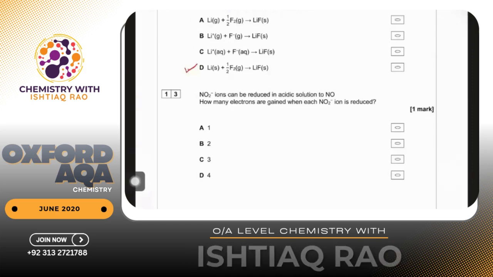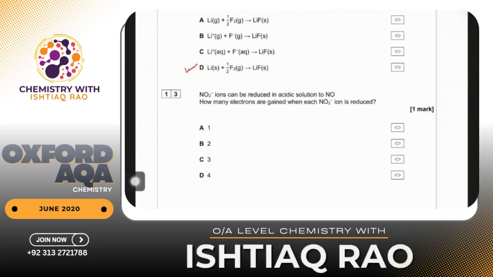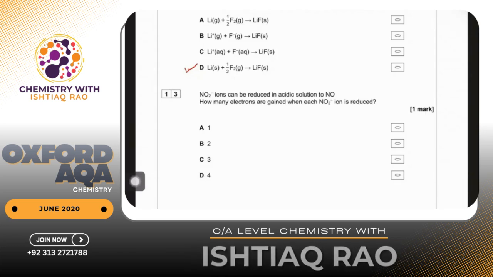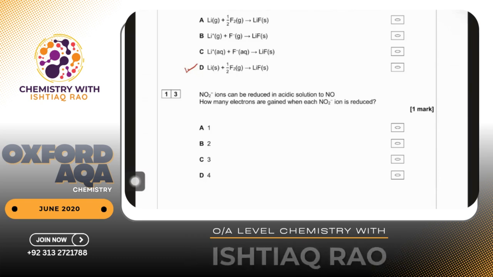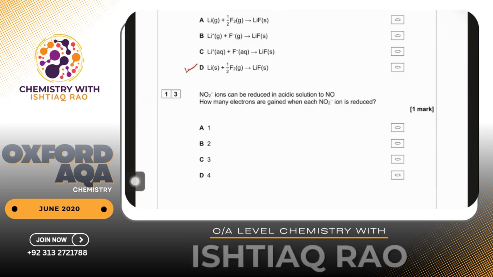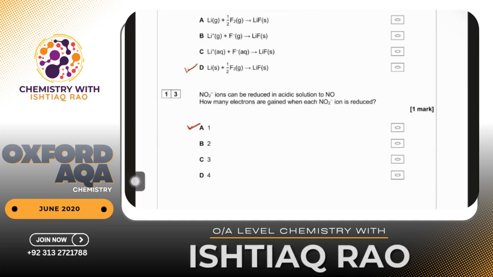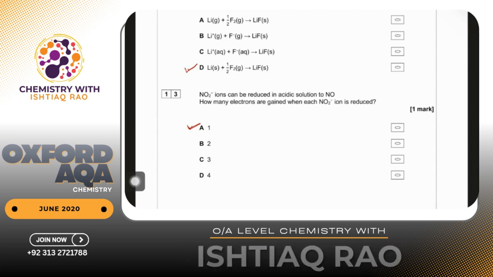NO2 minus ions can be reduced in acidic solution to NO. How many electrons? 1 electron. Because it's only minus, right? So it just needs 1 electron, no? Oh wait, there's oxygen as well. One oxygen is gone. I'm not sure. Yes, A. Is it correct? But then how is another oxygen gone?